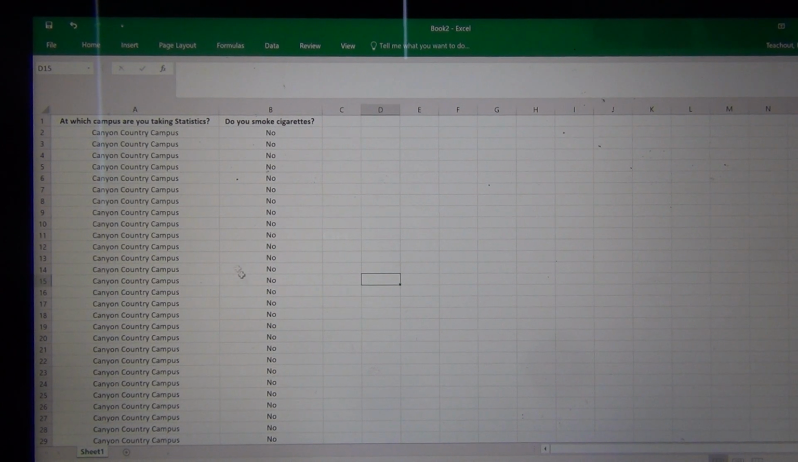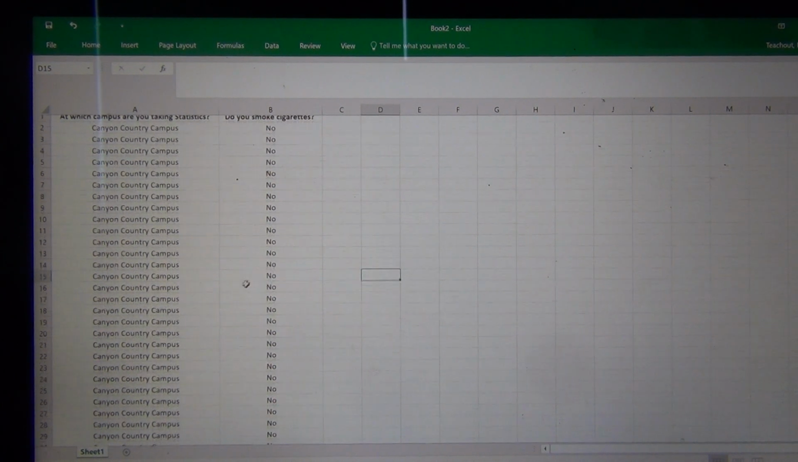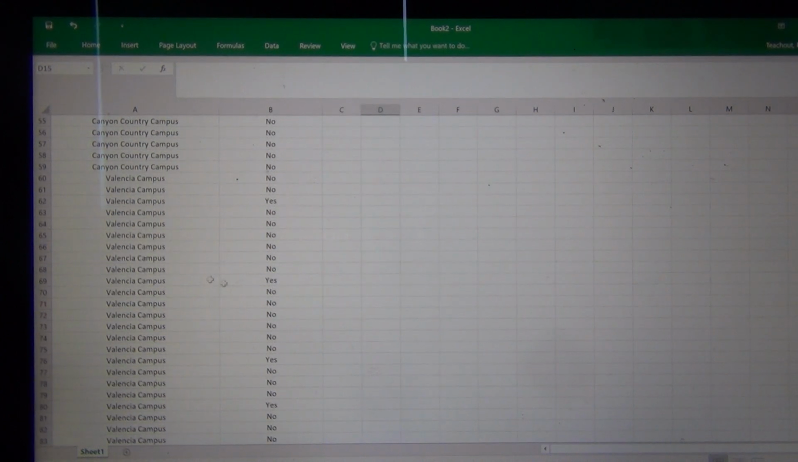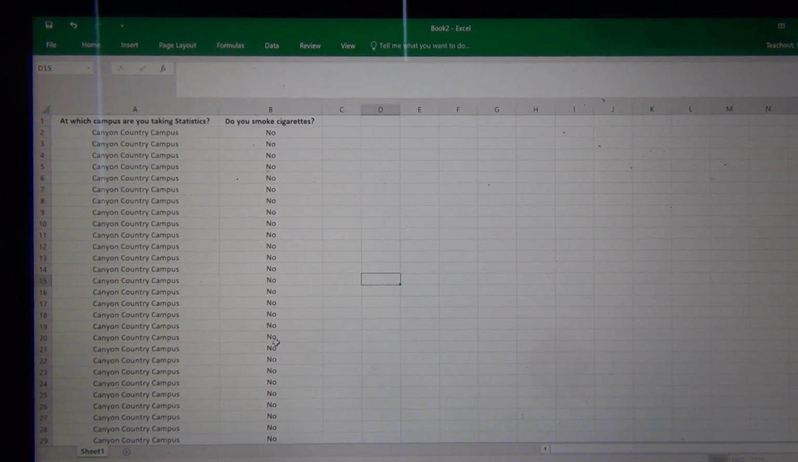And again, whenever you have raw data like this, I always like to look through it, especially if I'm doing two data sets. I want to see if there are any blanks, any time someone didn't answer one or both of the questions, and I usually delete that row so that I have data from people that actually answered both questions. So how could I figure this out? I want to figure out how many people smoke from each of the campuses.